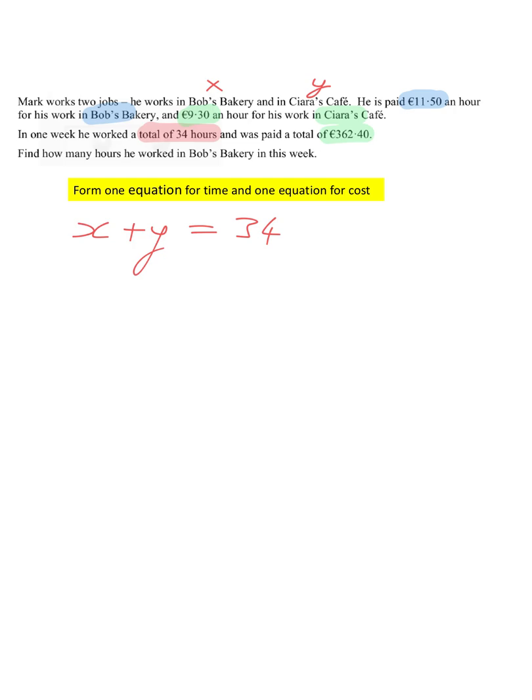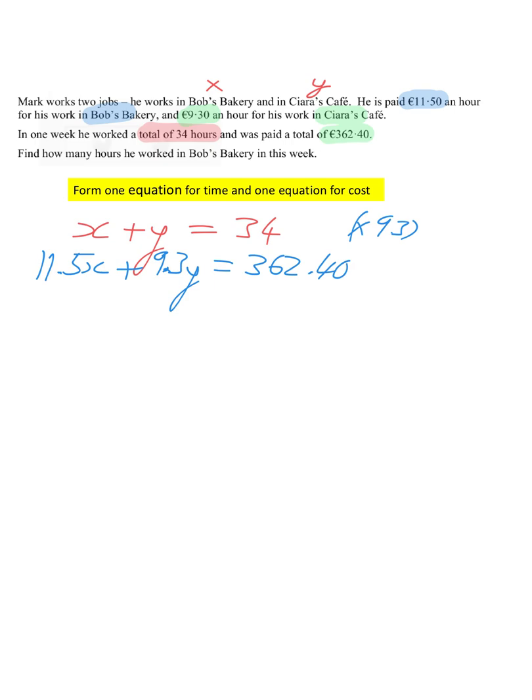Okay, so the 11.50, that's Bob's Bakery, so that'll be 11.5 times X. And then Kira's is Y, and that's 9.30, so 9.3 times Y equals then the total, which is 362.40. Then solve this, so I do that by timesing the top by 11.5 or 9.3.